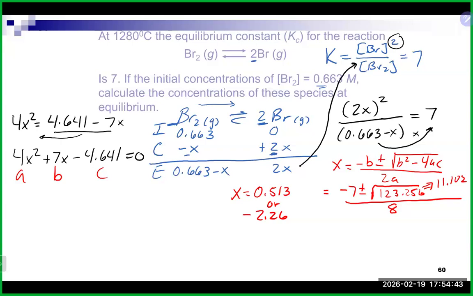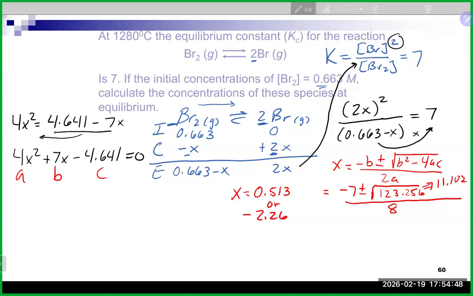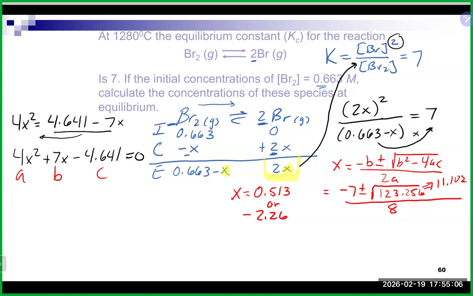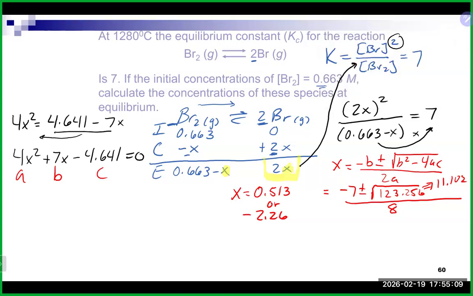Remember that these are our two possible x values, and really we want to pick whichever one, when we put it back into our equilibrium line, will not give us a negative number. Clearly, since this right here is 2x, the one with a negative sign is probably not so good, right? Because that's going to give us a negative concentration, a negative 4 point something, which means no good. When we put that back in, that would mean by default, that 0.513 looks like a winning number.